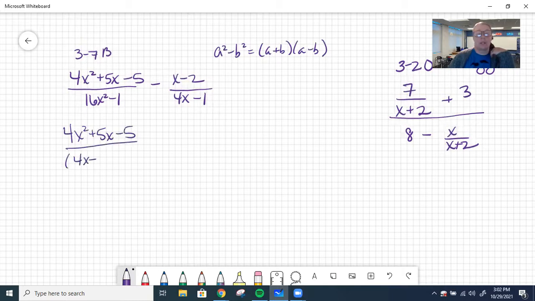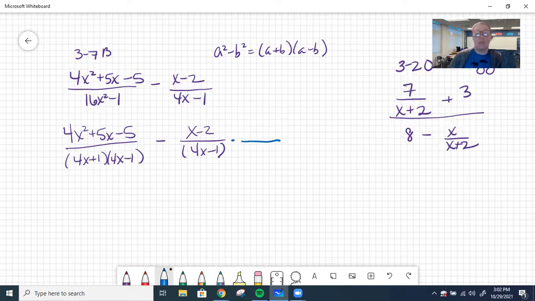Okay, so I'm going to have 4x plus 1 times 4x minus 1, and then minus x minus 2 over 4x minus 1. Okay, I want the denominators to be the same. The reason you want to factor is because you notice now that both of the denominators have a 4x minus 1 as part of them. So when I go to multiply by my giant 1, it's only the 4x plus 1 that this needs.